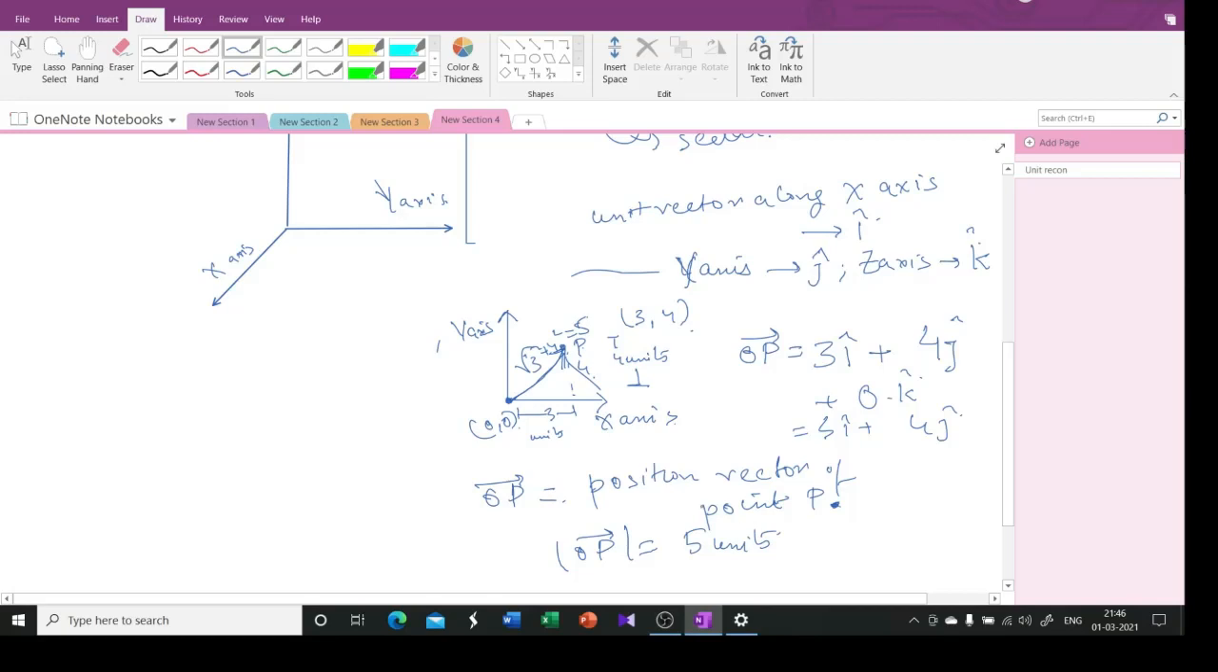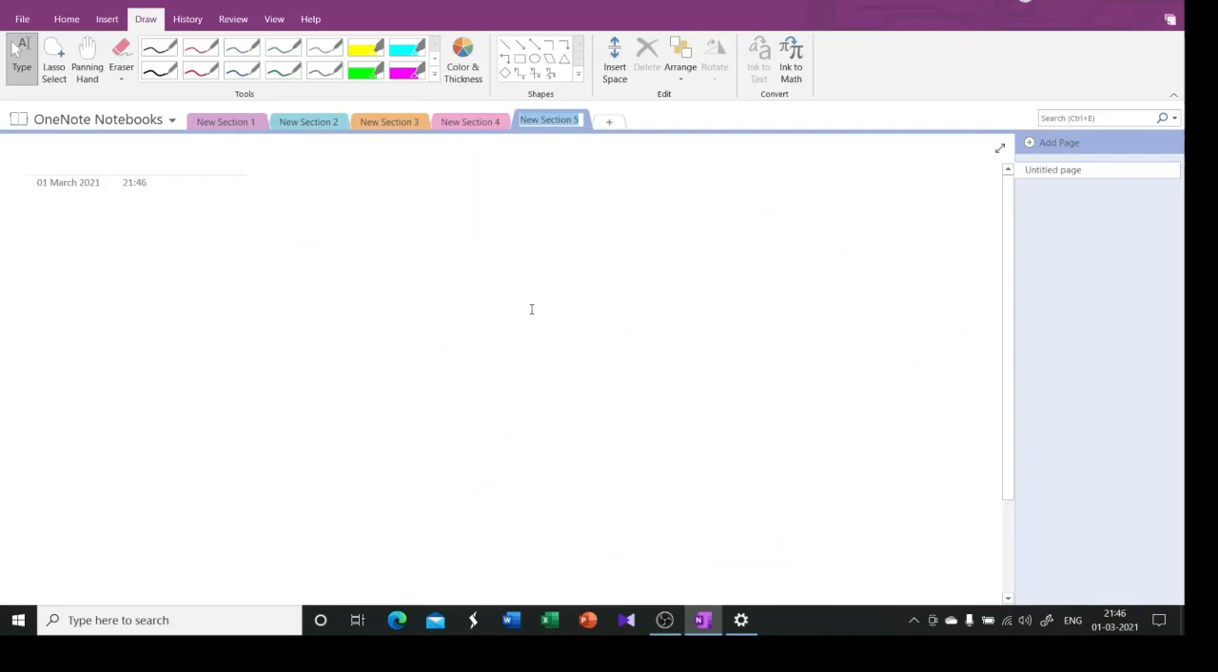All right. So now going to three dimensions, as we were discussing earlier, let's draw this thing once again. So this is your z-axis, this is your x-axis, this is your y-axis.